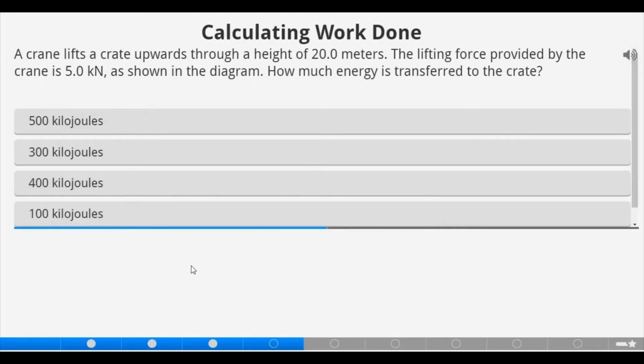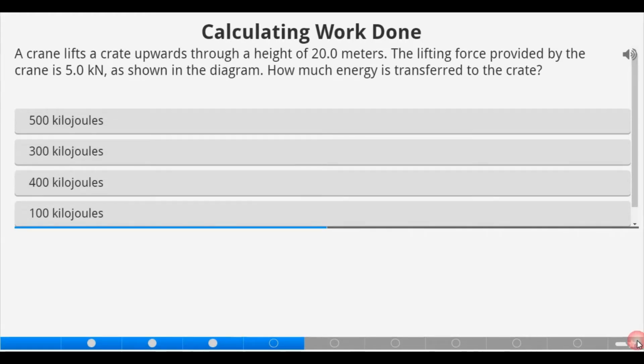Now let's deal with this calculation. A crane lifts a crate upwards through a height of 20 meters. The lifting force provided by the crane is 5 kilonewtons. How much energy is transferred to the crate? Now, this is what happens.